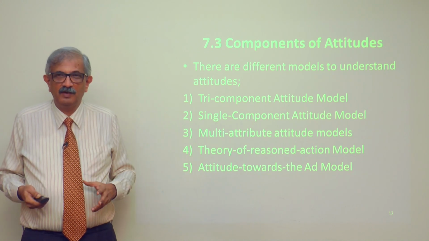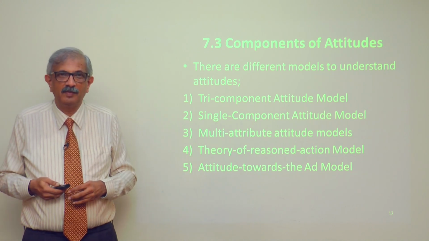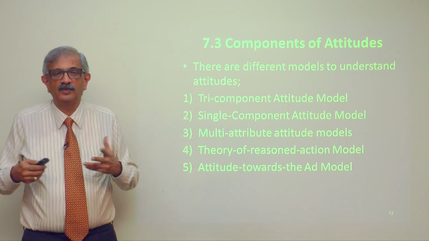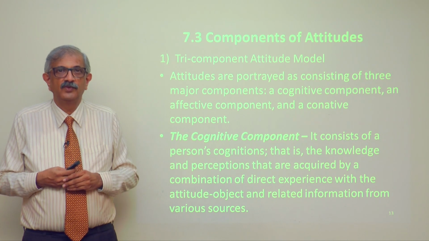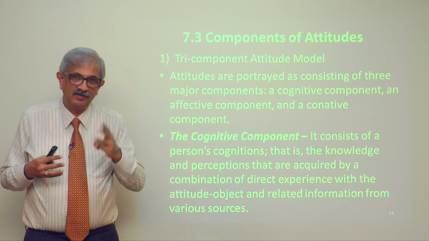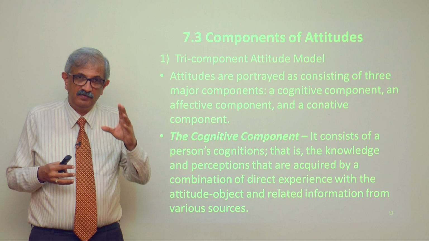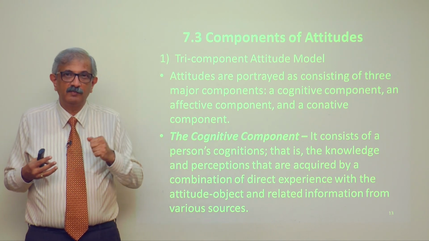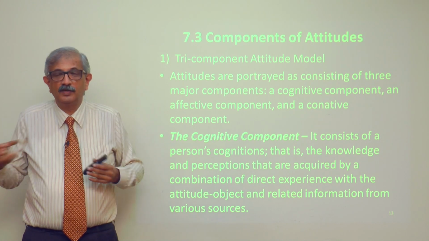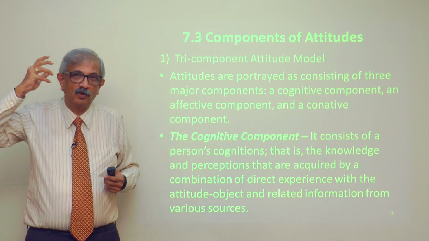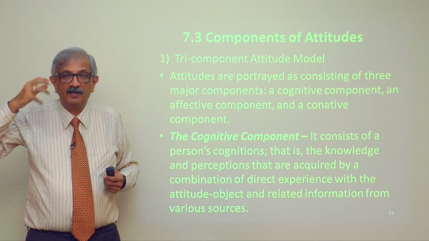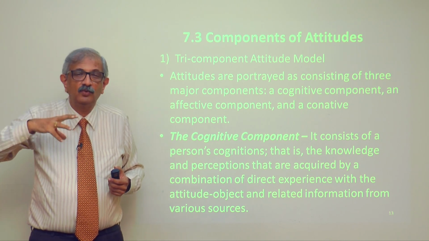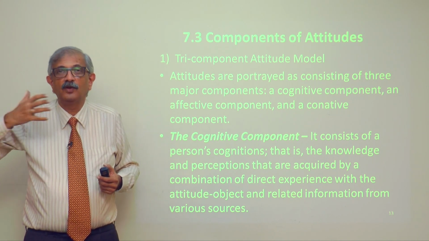These are those 5 models. We are going to get into them one by one. I'm not explaining it right here, but let's take the first one, the tri-component attitude model. As the name suggests, it has 3 components. We will cover them as we move forward. The major components are a cognitive component, an affective component, and a conative component. Cognitive is all to do with knowledge and information processing. Affective is all to do with how you are inferring and concluding things. And conative is all behavioral.